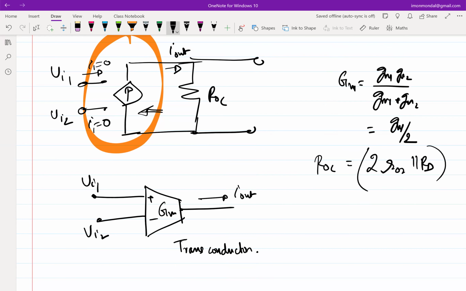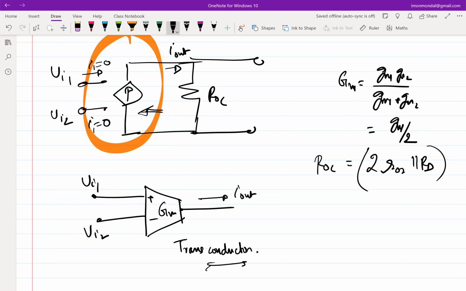Okay, this structure is called a transconductor. The name might seem quite a handful, but it should be obvious. What we are essentially saying is that I out is proportional to some voltage, right? So the unit is that of conductance, hence conductor, and trans because the I out is not dependent on the voltages across it.